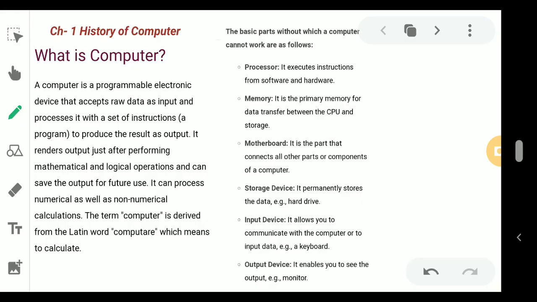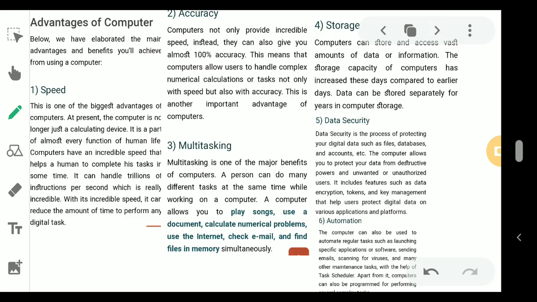Another main component is the output device. These enable us to see the output. A pretty common one is the monitor. A printer is also there. So these are the main components a computer system must carry: processor, memory, motherboard, storage device, input device and output device.